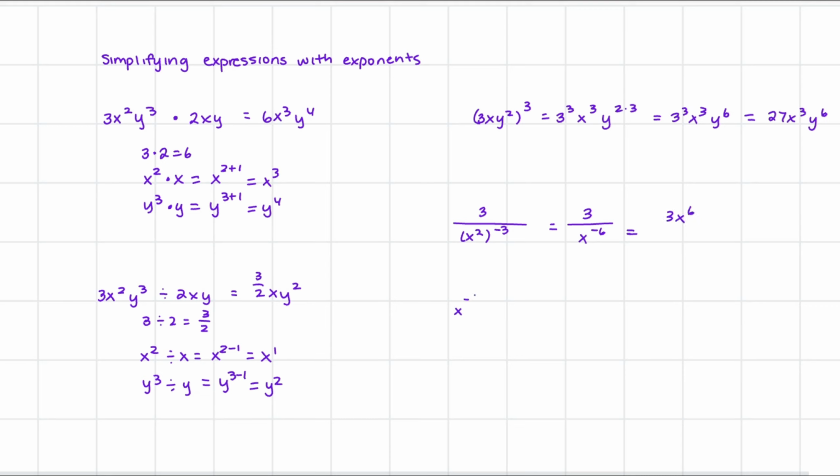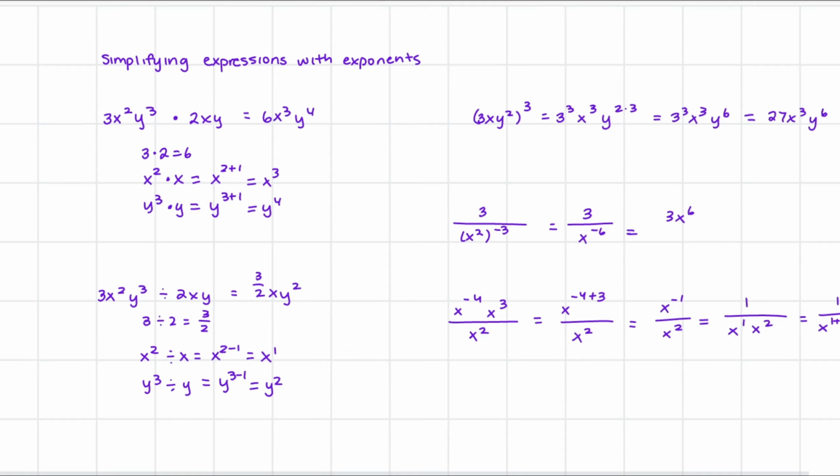Let's try one more. X raised to the power of negative 4 times x cubed over x squared. So first we're going to combine the numerator, so x raised to the power of negative 4 plus 3 all over x squared, and that would be x raised to the power of negative 1 over x squared. And remember, finding the reciprocal will make this positive. It will be 1 over x squared times x, and that's 1 over x to the power of 2 plus 1, or 1 over x cubed.